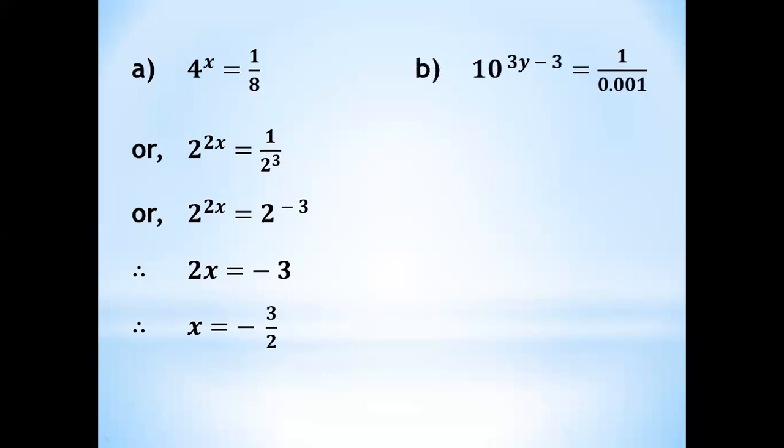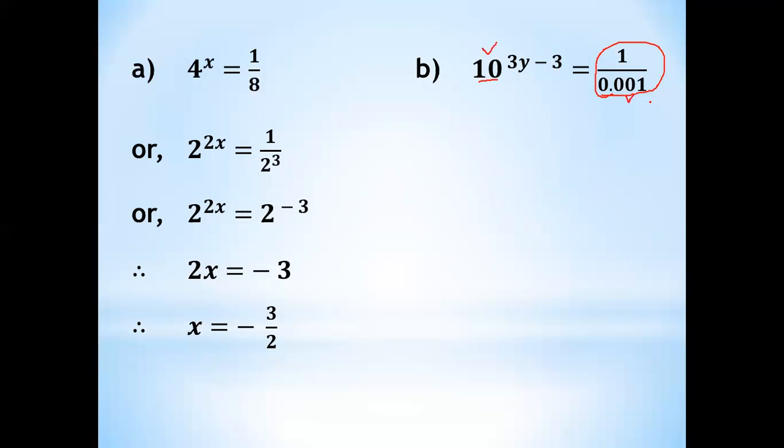Now, in our second question, as you can see here, there is base 10 on the left hand side, but the right hand side seems a little bit complex. That means 1 by 0.001 has been given here. Some of you might be thinking that this 10 should be expressed in terms of lower bases, that means 2 times 5. But let's wait for a while before we break down this 10 into 2 times 5.